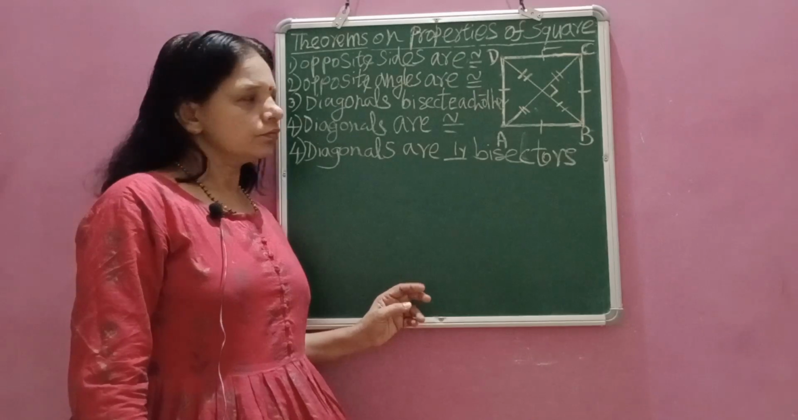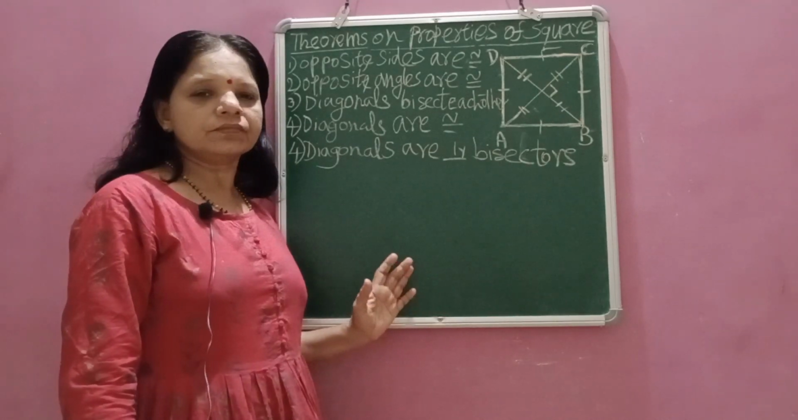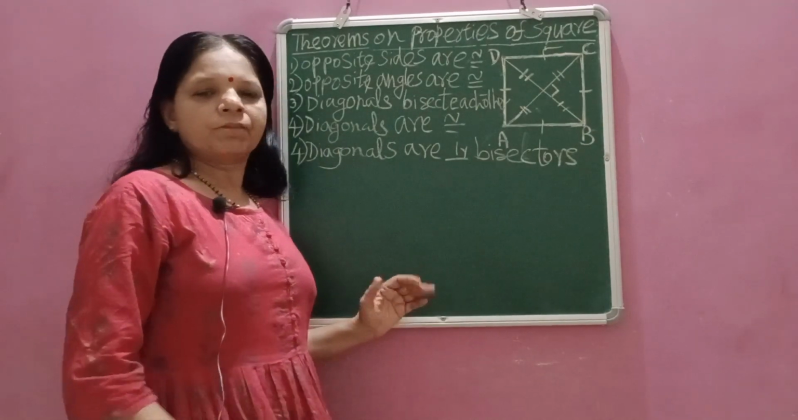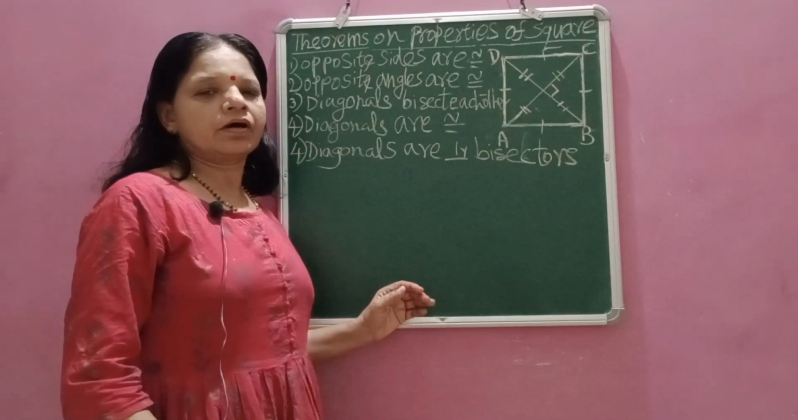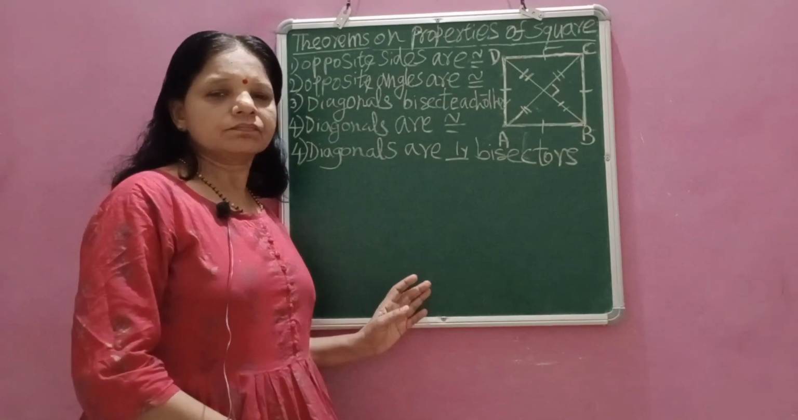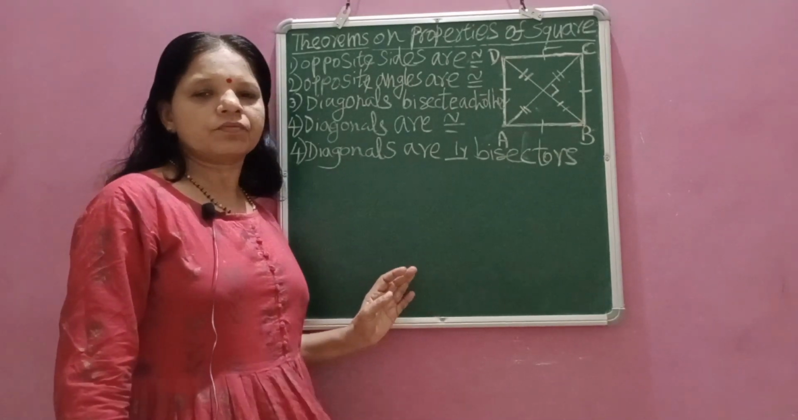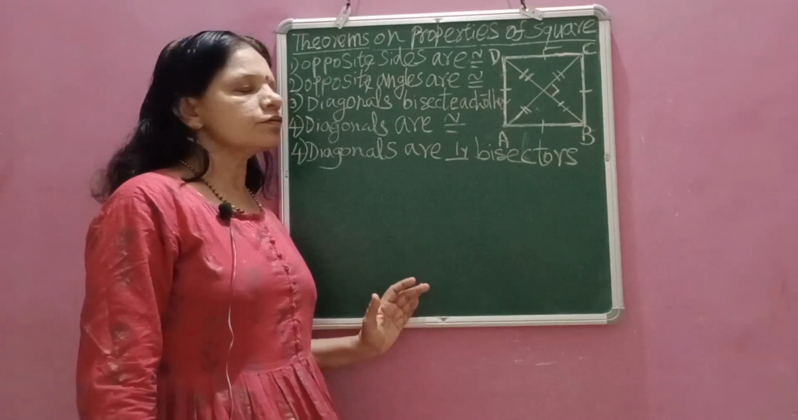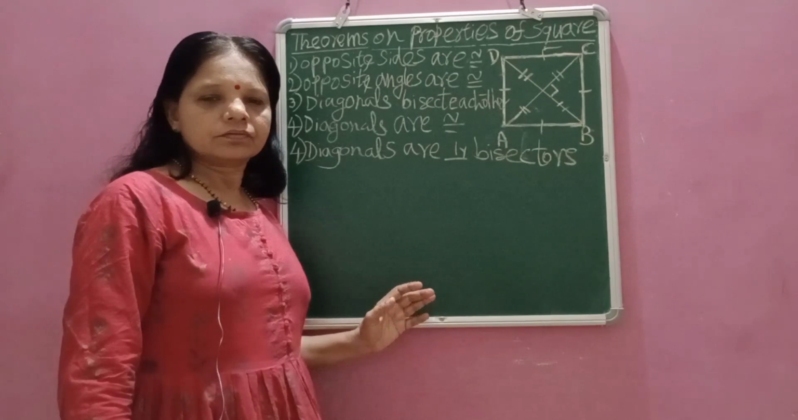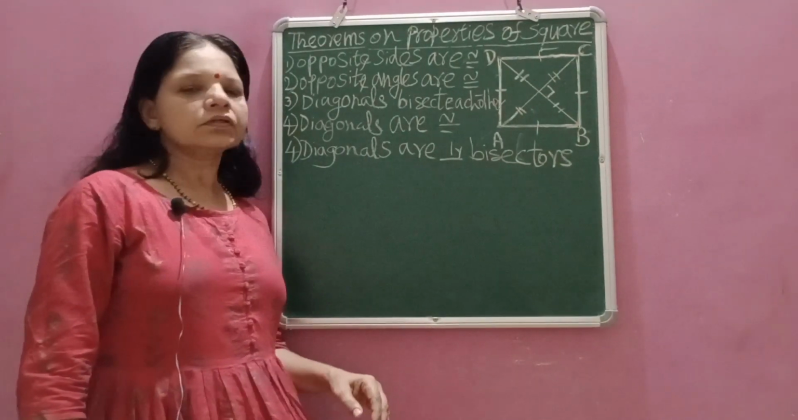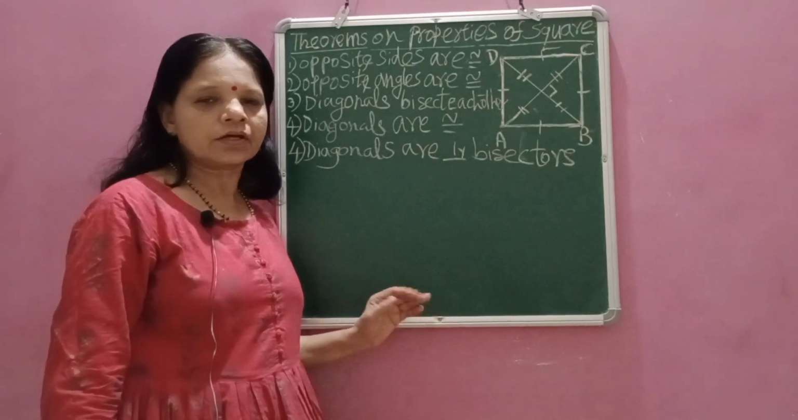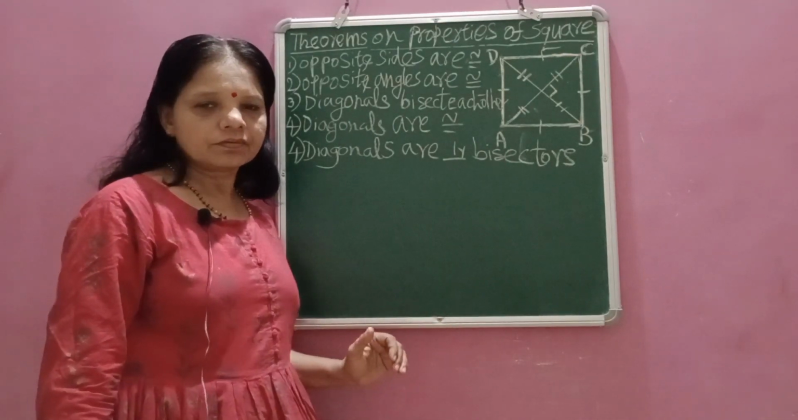Clear? So just to remember, suppose in the exam it comes, you have to prove similarly. Suppose it comes, opposite sides of a square are congruent, prove. So you have to use the same method as in the case of parallelogram, since square is also a parallelogram. Understood? So that is about the theorems on the properties of a square that I would like to explain today.